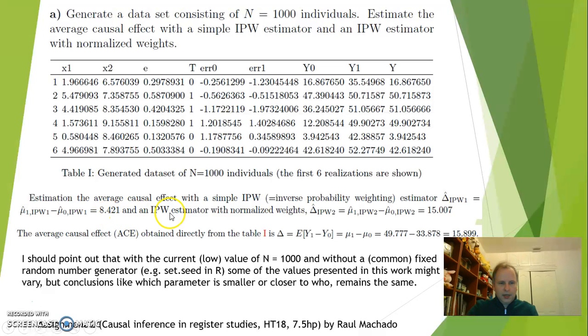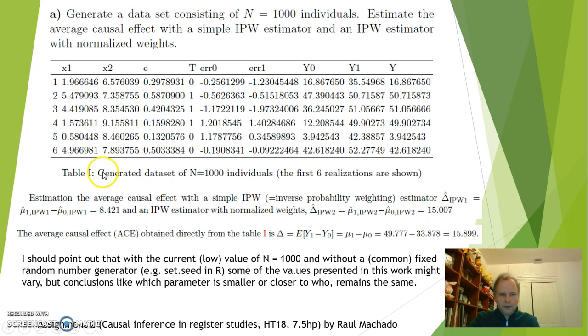8.421, and an IPW estimator with normalized weights is 15.00, based on the equation provided in the question. As an extra, the average causal effect obtained directly, estimated from this table, is around 15.899. As you can see, the second estimator gives values closer to the first one.